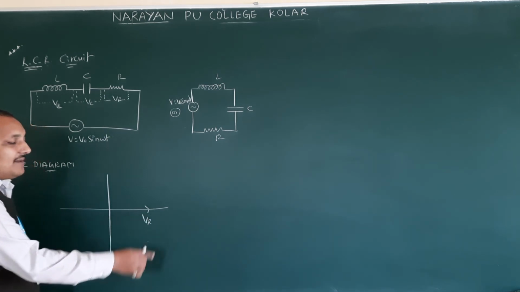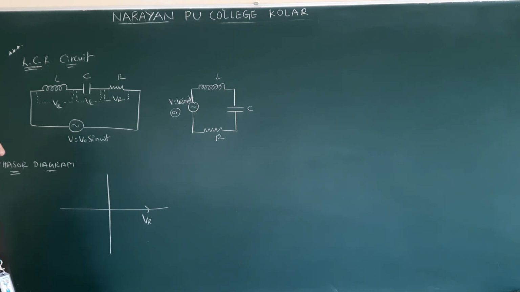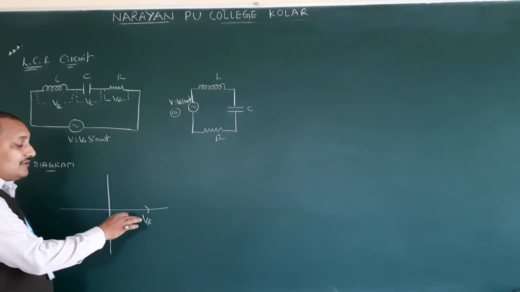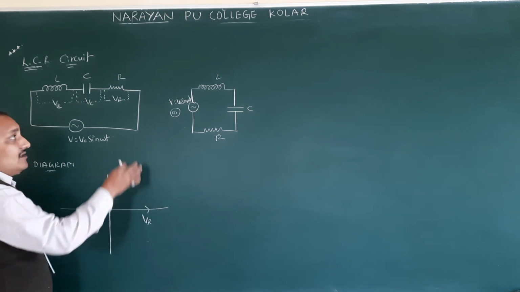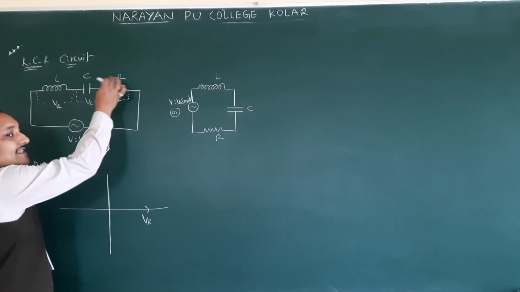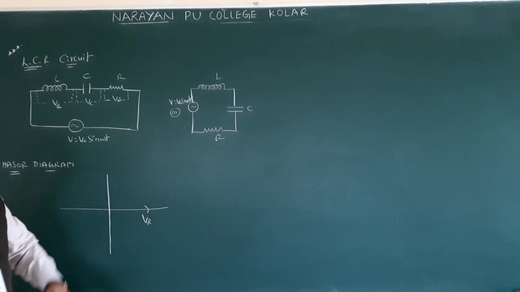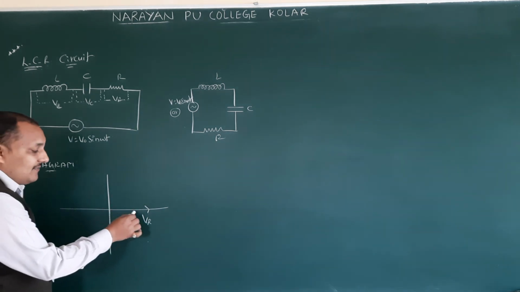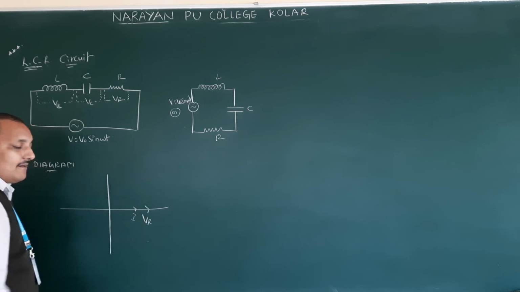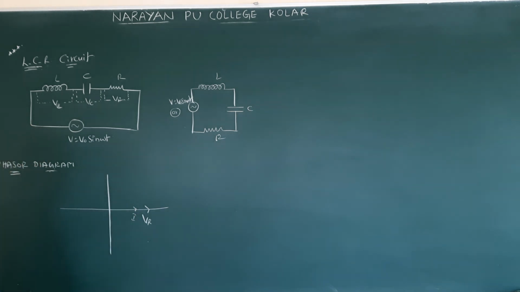VR means voltage across resistance. The amount of current which is flowing through, all these will be the same. Now what is the phase difference between resistance and current? In the case of pure resistance, what phase difference did we get? 0, isn't it? Therefore, VR and current will be in the same direction. Both are in the same direction.